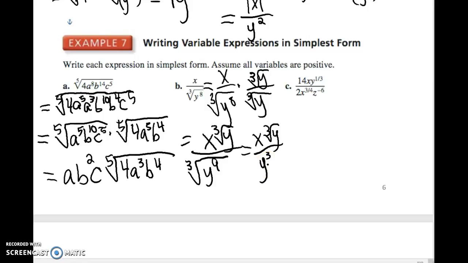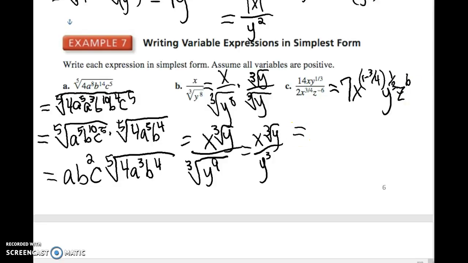And there's our answer. For part C, we want to start off by dividing those numbers. 14 divided by 2. So what's that? Good, that's going to be 7. And then we have x to the first over x to the 3/4. So we do x to the 1 minus 3/4. Then we have y to the 1/3. Keep that the same. And then we have z to the -6th in the bottom. If that's in the bottom and it's negative, we can just move it up top and make it positive. So z to the 6th.